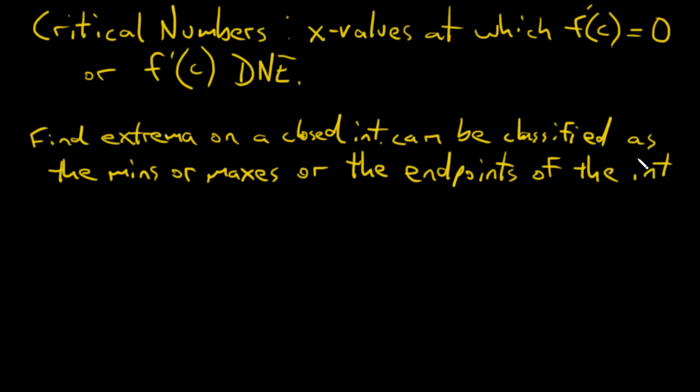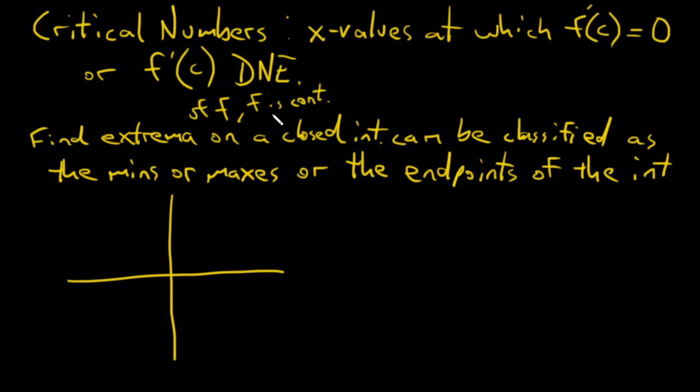Okay. Well, what do I mean by that? So if I'm trying to find the extrema, the absolute maximum or minimums on a closed interval, those extrema are either going to be the mins or the maxes that are on the interval, or the endpoints of the interval. That's kind of strange when you first hear it, but let me give you an example. Now, I do need to say this: find extrema of f on a closed interval. F is continuous. You have to have a continuous function, otherwise all bets are off to be able to find this thing.